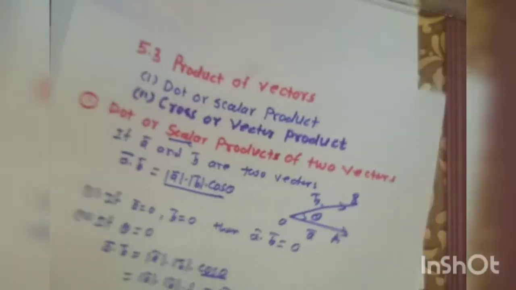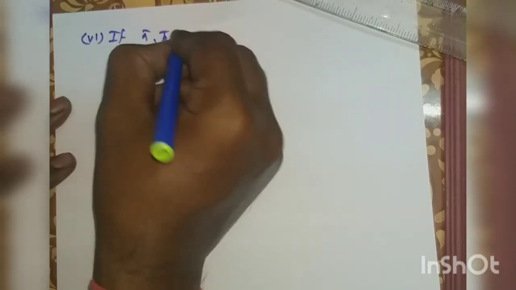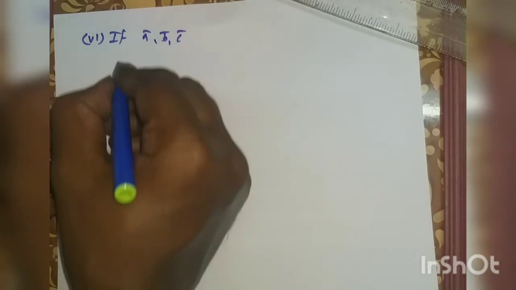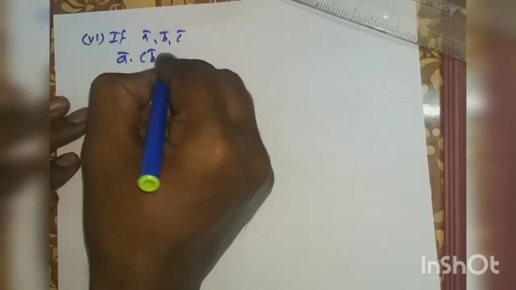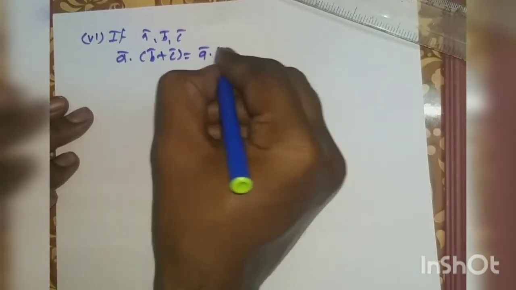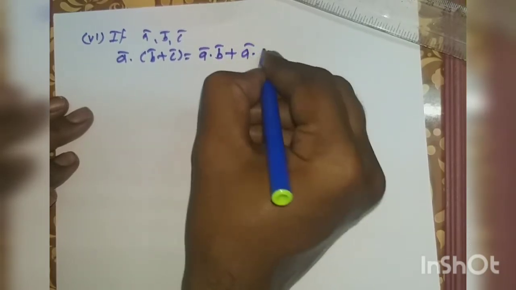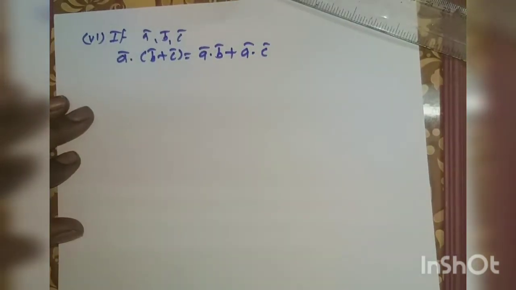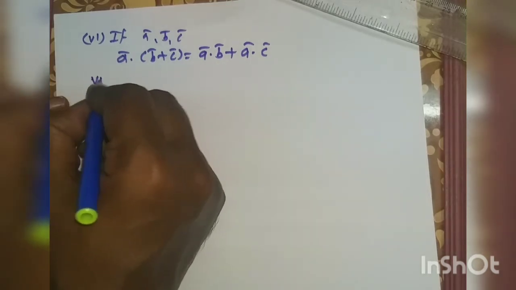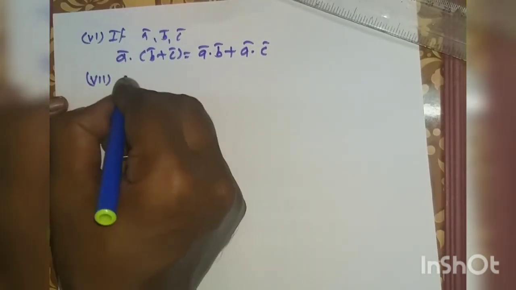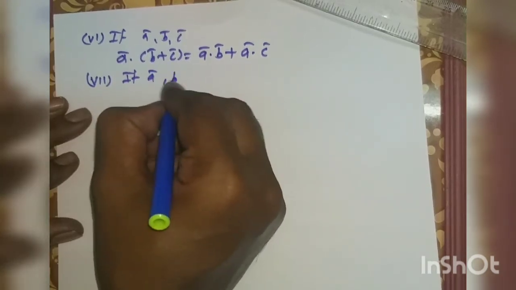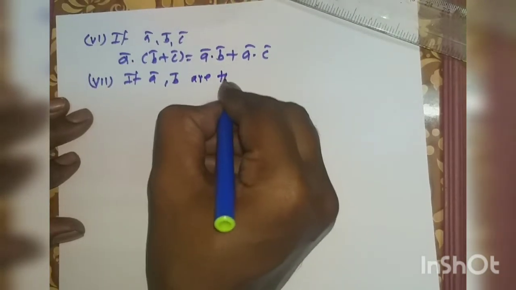Again, the next property. Property number 6. If a bar, b bar, c bar are three vectors, then a bar dot (b bar plus c bar) is equal to a bar dot b bar plus a bar dot c bar, which is called the distributive property.